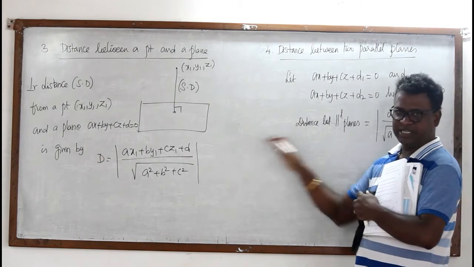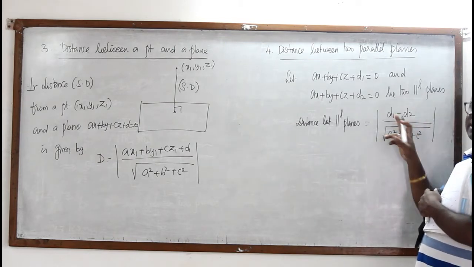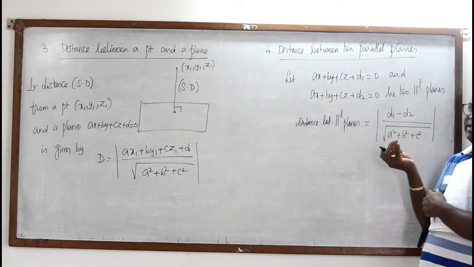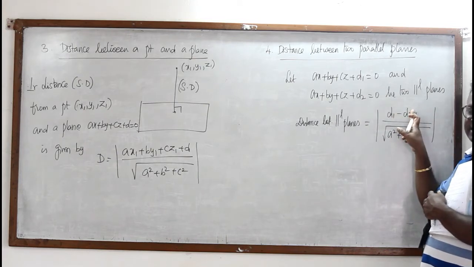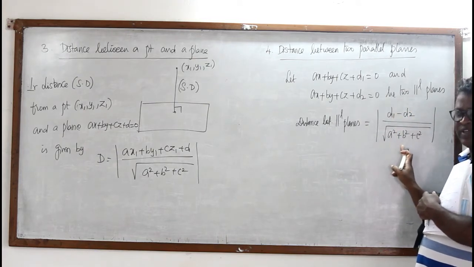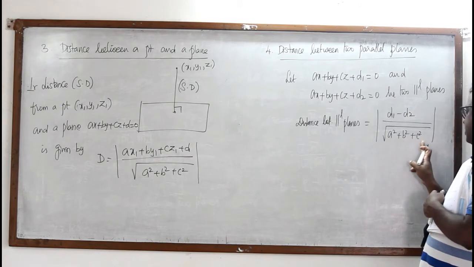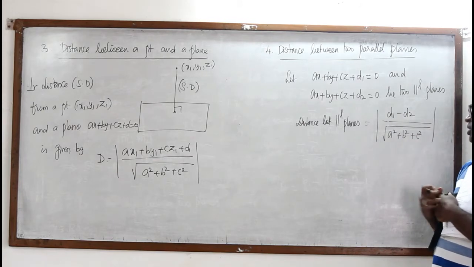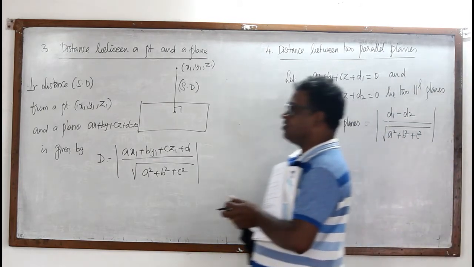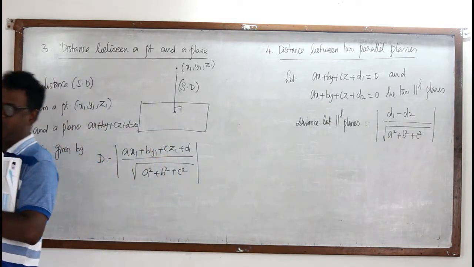They are similar to the distance formula we saw earlier. For the distance between parallel planes, just find the difference between the constants, and then divide by the usual root of coefficient of x square plus coefficient of y square plus coefficient of z square. So these are the four things that we are going to use in doing our problems.